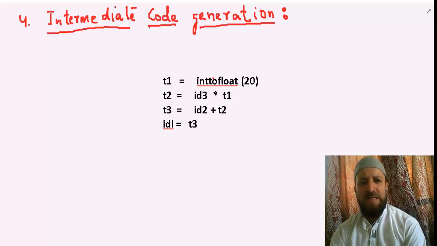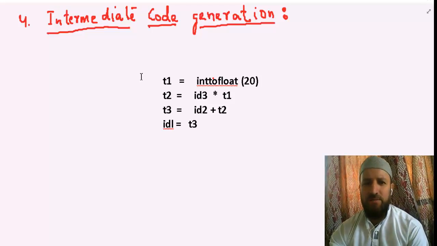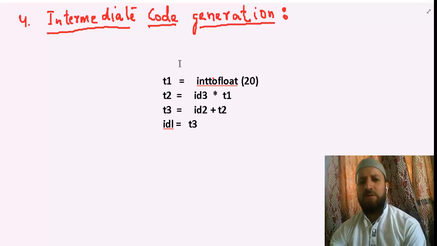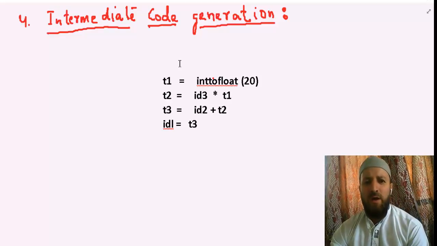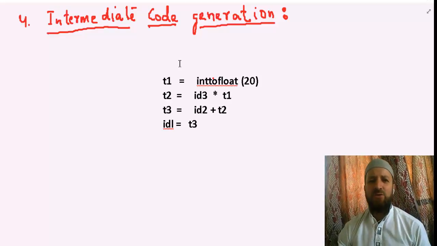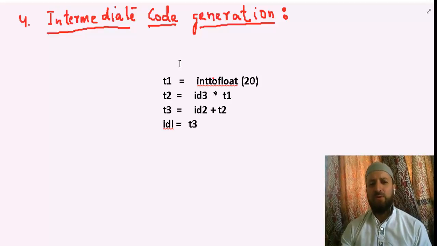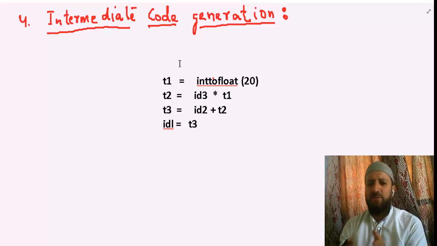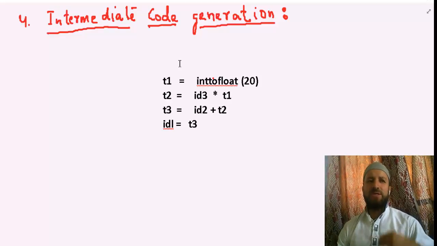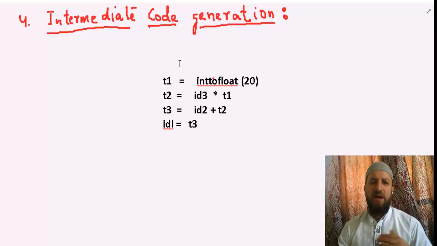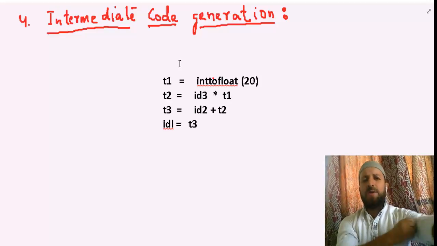Now the fourth one is the intermediate code generation. Somehow the compiler tries to convert your source code into some intermediate representation. The parse tree we just saw is also one of the intermediate representations. But now we want something more like a machine language, okay? So that kind of intermediate code representation.